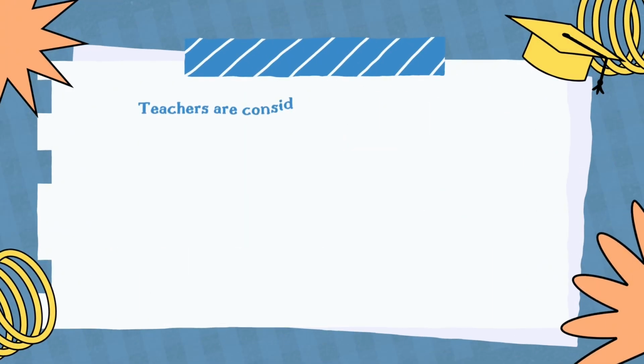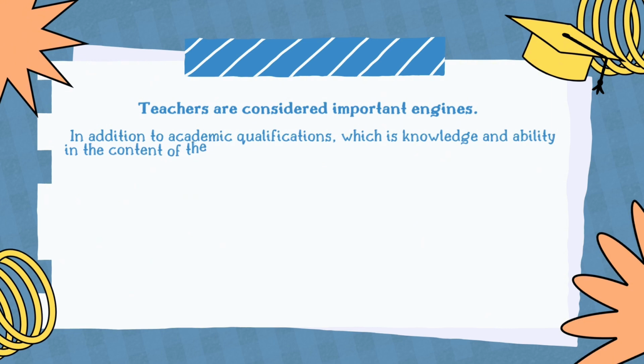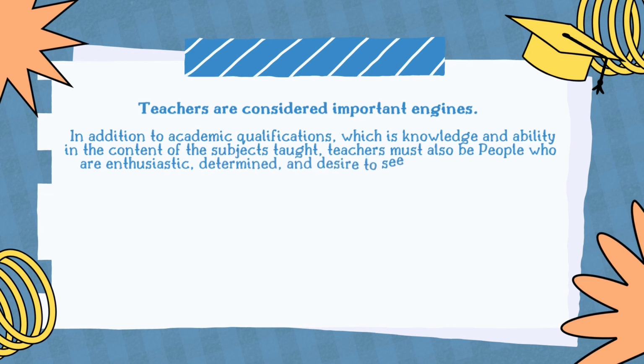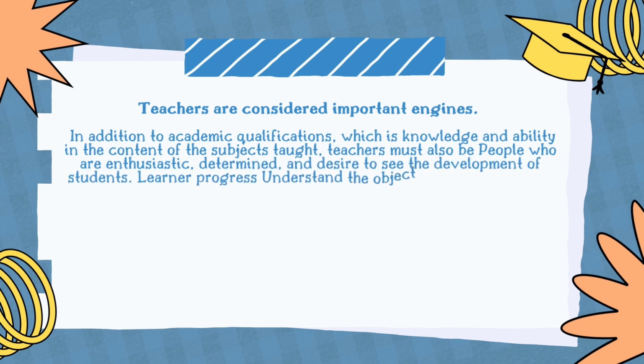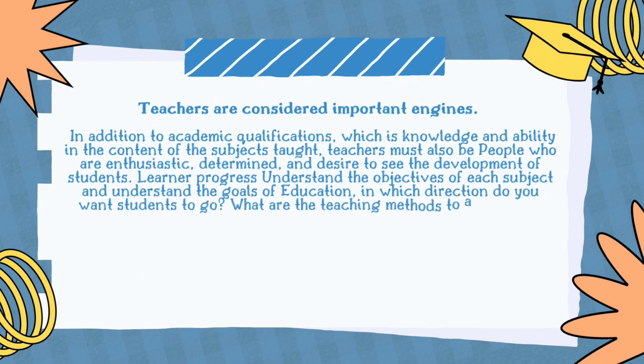Teachers are considered important engines. In addition to academic qualifications, which is knowledge and ability in the content of the subjects taught, teachers must also be people who are enthusiastic, determined, and desire to see the development of students and learner progress. Understand the objectives of each subject and the goals of education. In which direction do you want students to go? What are the teaching methods to achieve the goal?